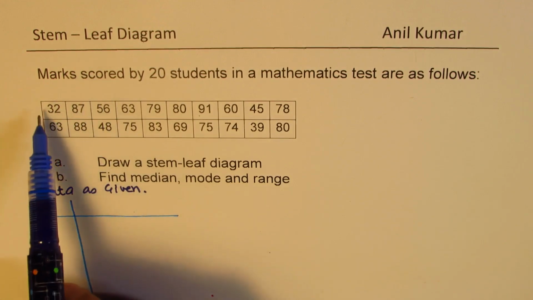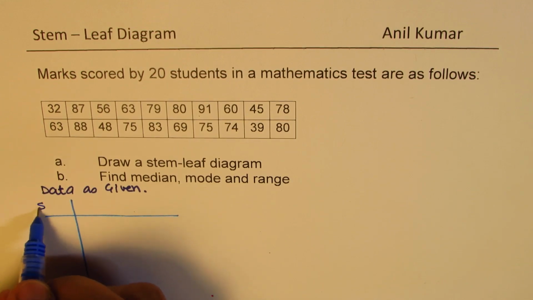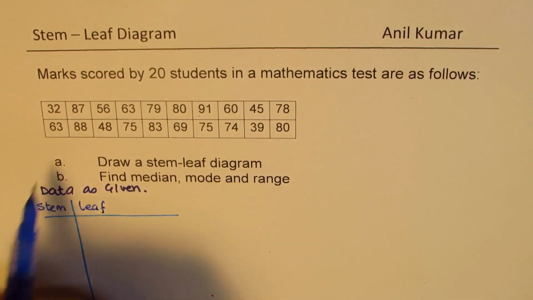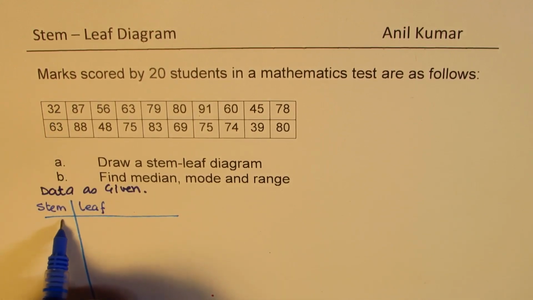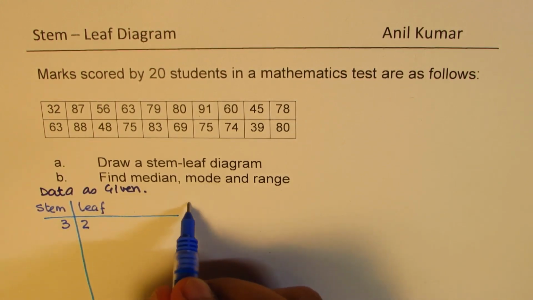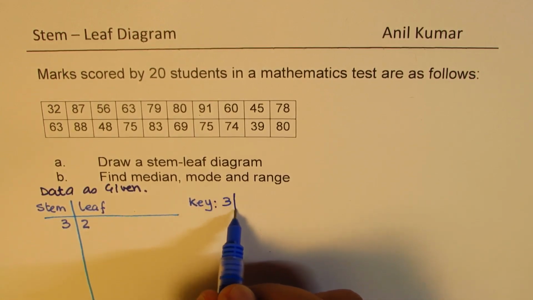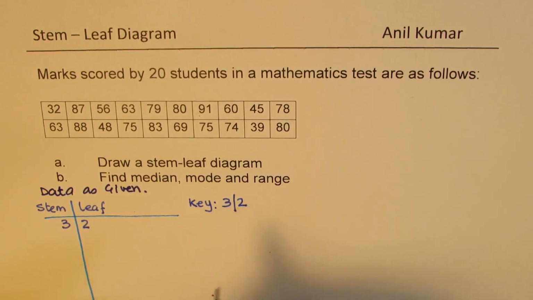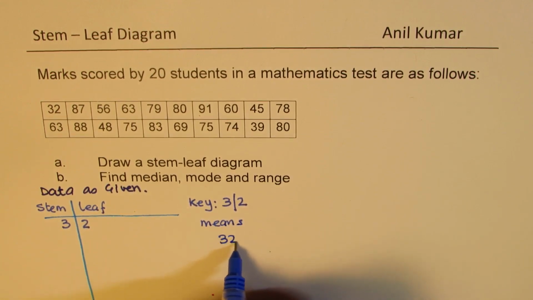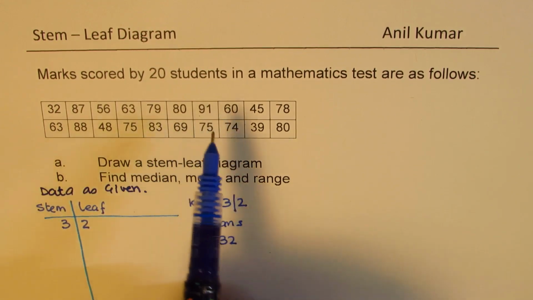Now, beginning with 32, 2 goes to the leaf part and 3 comes to the stem part. So this is the stem. Digit 2 will go to the leaf part. So that is how we are going to place it. So the key here will be that if I am writing 3 in the stem part and 2 in the leaf part, it means 32, right? That is kind of important to specify. Now let's continue with the other terms.